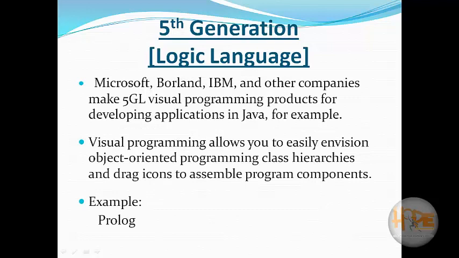Microsoft, Borland, IBM, and other companies make 5GL visual programming products for developing applications in Java. Visual programming allows you to easily envision object-oriented programming, class hierarchies, and drag icons to assemble program components. The example is Prolog.